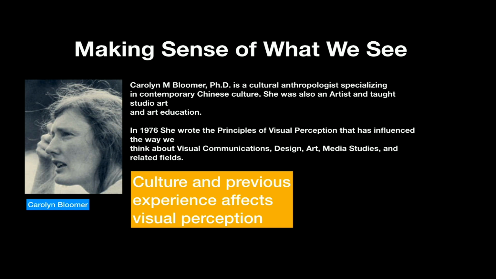Carolyn Bloomer was a PhD, and she was an artist. She was studying art and teaching art, and she came up with some of the principles. She wrote a book, Principles of Visual Perception, and she came up with this cognitive idea of visual perception. Her main idea was that culture and previous experience affects visual perception. And those are kind of what we want to look at.